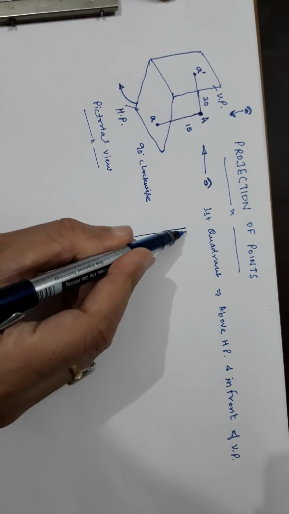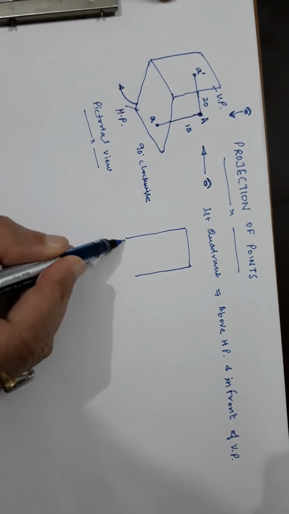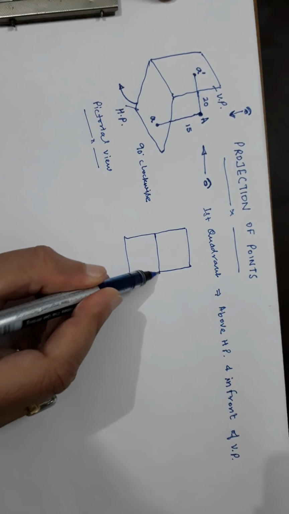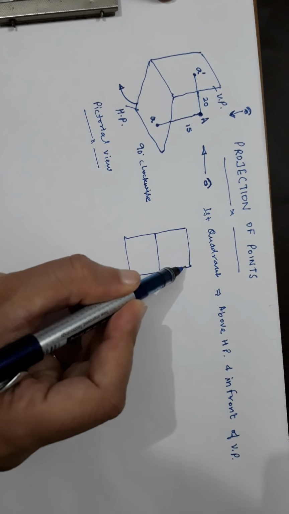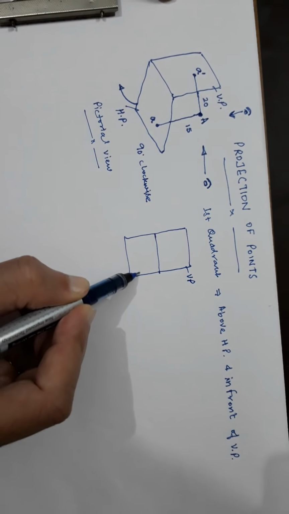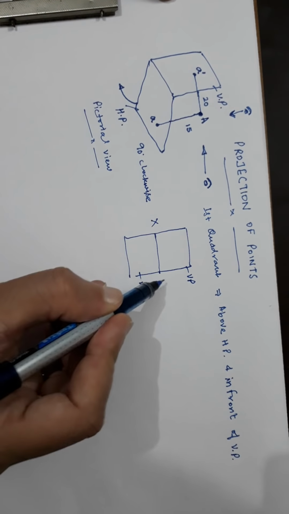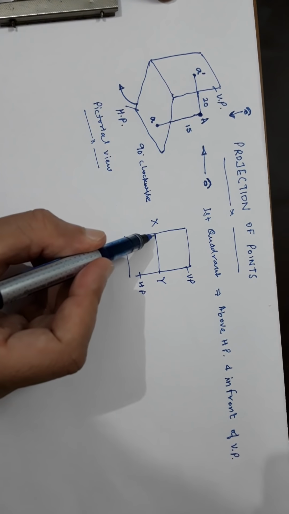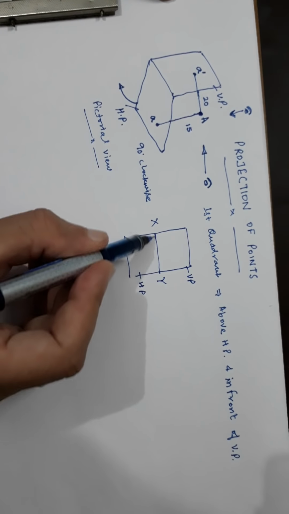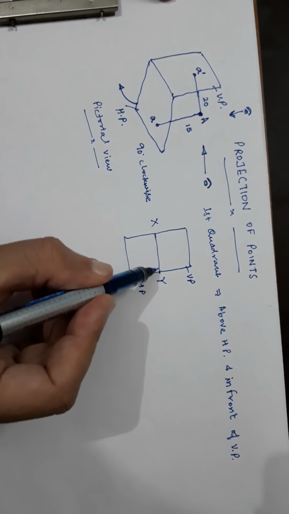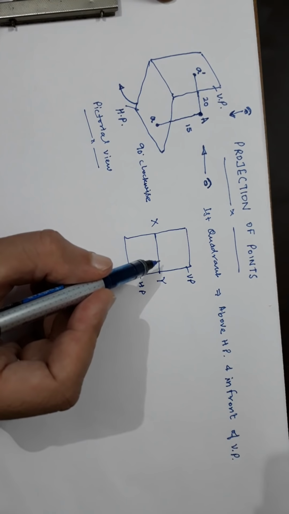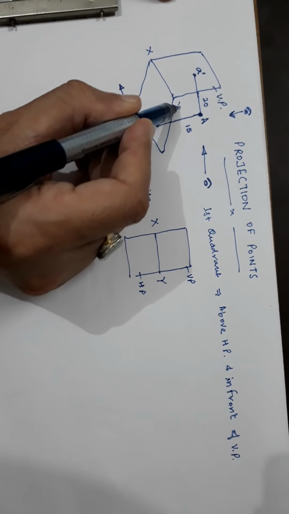Now this thing will be like this. So this one will be the vertical plane. This will be the horizontal plane. And the line at the intersection of VP and HP is known as the XY line. So this line is XY.